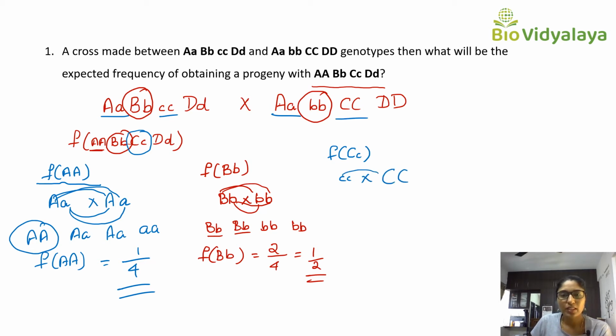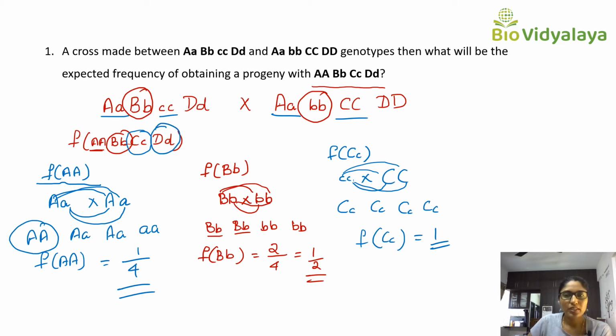So, capital C, small c, capital C, small c, capital C, small c, and capital C, small c. Okay, here the frequency is 4 by 4. That means 1.